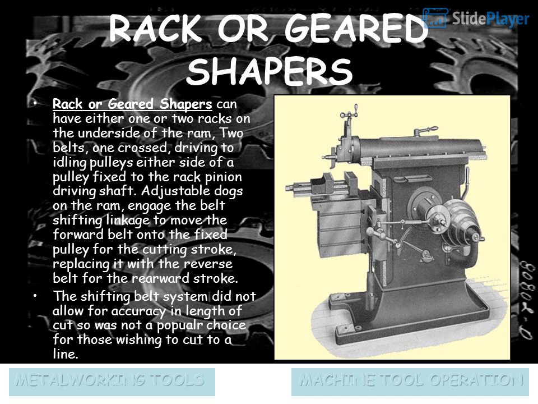Rack or geared shapers. Rack or geared shapers can have either one or two racks on the underside of the ram, two belts, one crossed, driving two idling pulleys either side of a pulley fixed to the rack pinion driving shaft. Adjustable dogs on the ram engage the belt shifting linkage to move the forward belt onto the fixed pulley for the cutting stroke, replacing it with the reverse belt for the rearward stroke. The shifting belt system did not allow for accuracy in length of cut, so was not a popular choice for those wishing to cut to a line.